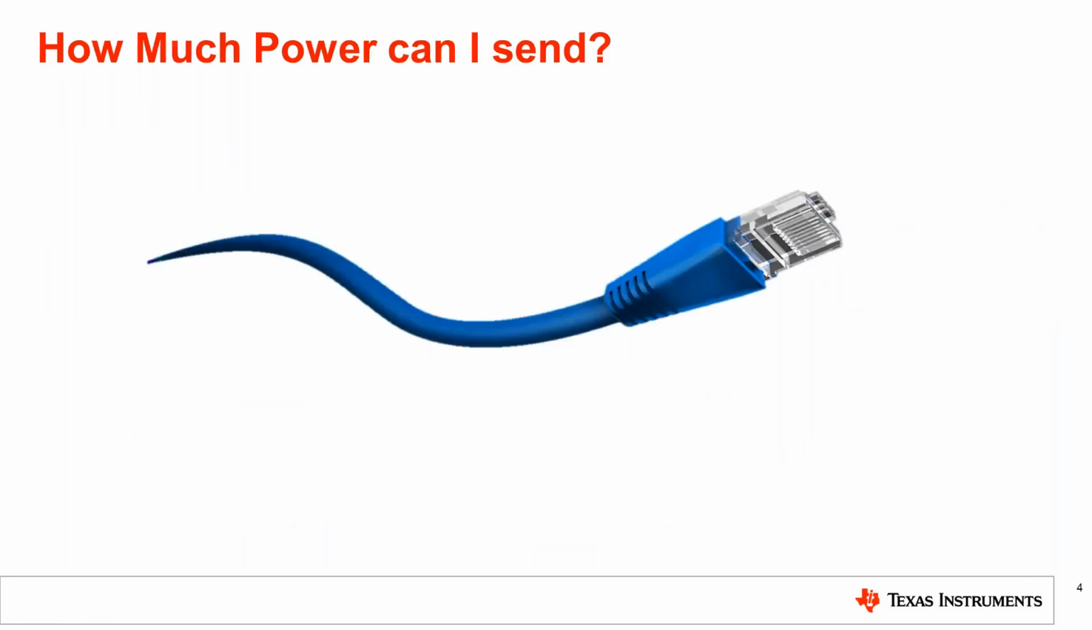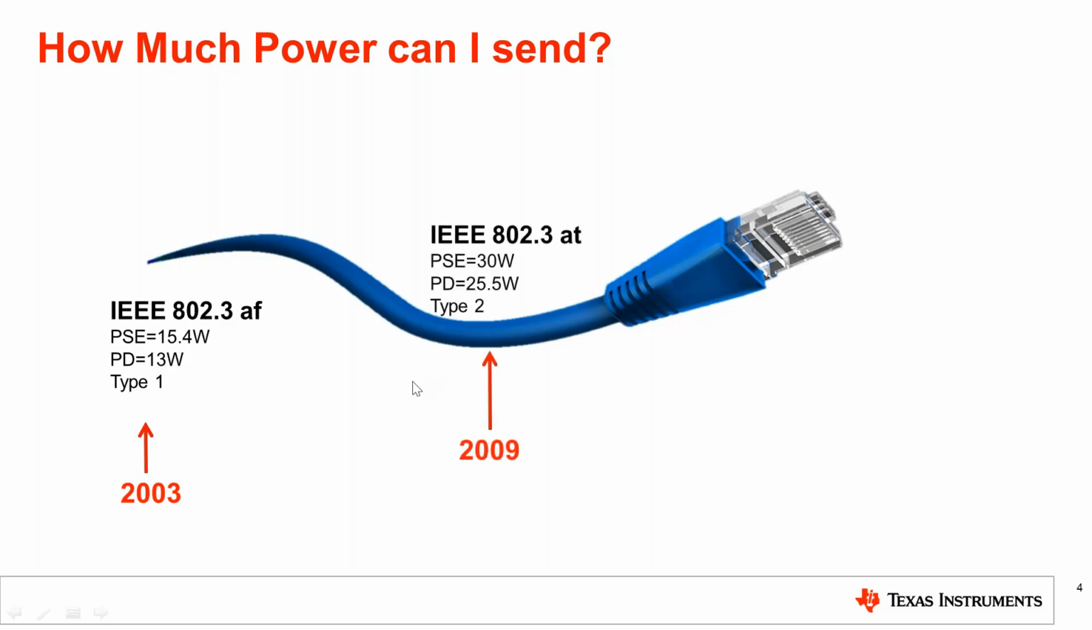You're probably wondering how much power you can send through PoE. PoE has evolved over time through various standards. In 2003, the IEEE committee got together and defined the 802.3af standard. This enabled the PSE to send up to 15.4 watts and the PD to receive up to 13 watts after 100 meters of Cat5e cable. So there is some power loss in the cable, but you are sending it for 100 meters. That was the af standard that came out in 2003.